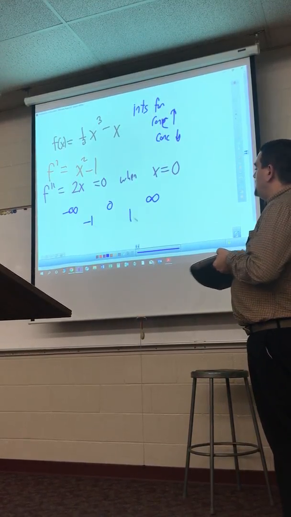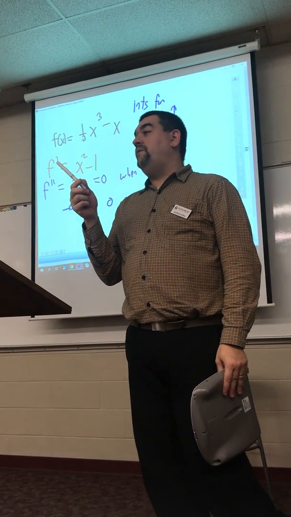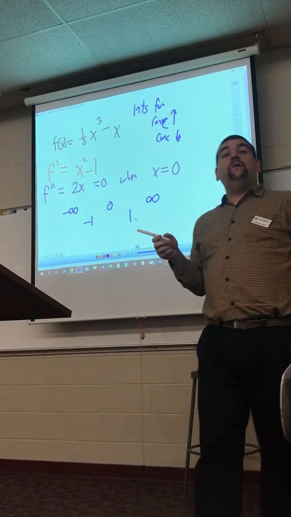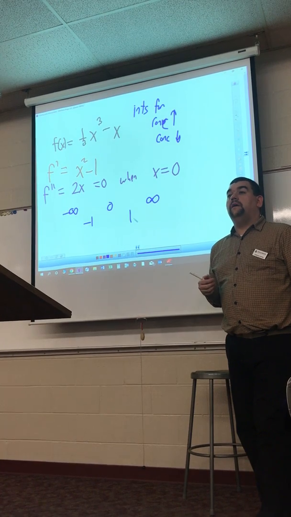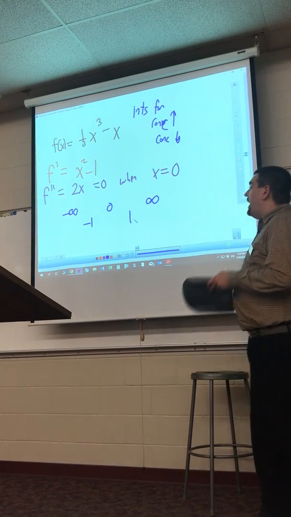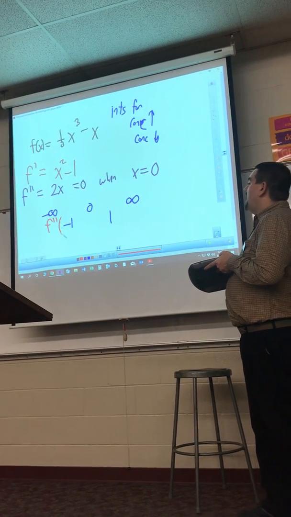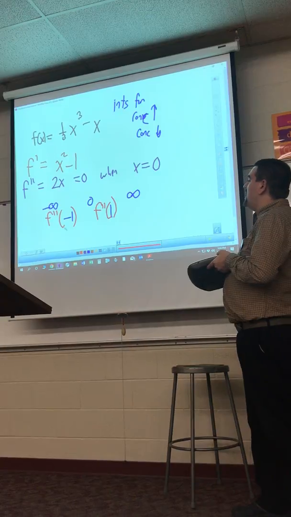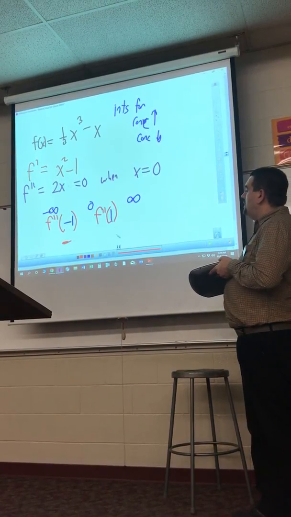Now, these numbers that we're going to test, do they go into the original function? No, that would be for absolute extrema. Are these numbers going to go into f prime? No, that would be for intervals of increasing, decreasing. Guys, these test values are going to be taken to the second derivative, okay? So what's f double prime of negative 1? Negative. And f double prime of 1? Positive.